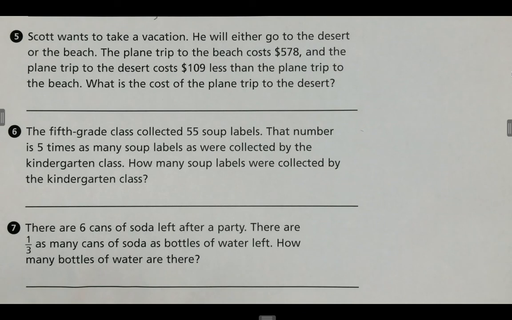Number 5, Scott wants to take a vacation. He will either go to the desert or the beach. The plane trip to the beach costs $578, and the plane trip to the desert costs $109 less than the plane trip to the beach. Well, that kind of makes sense, doesn't it? I mean, who wants to go to the desert anyway? What is the cost of the plane trip to the desert?